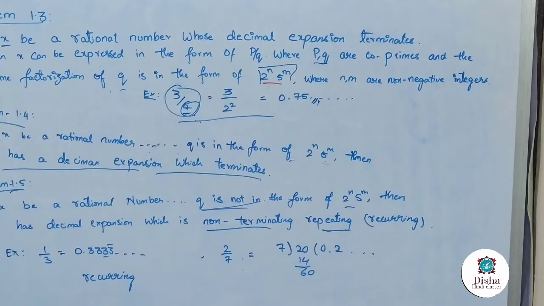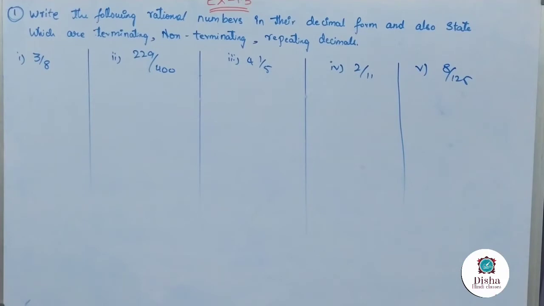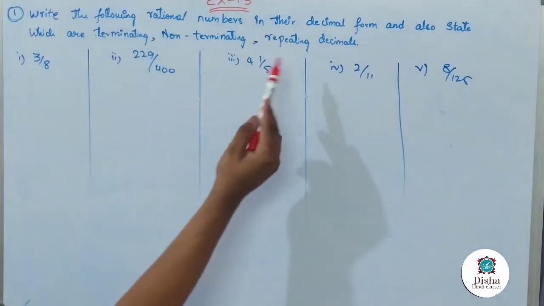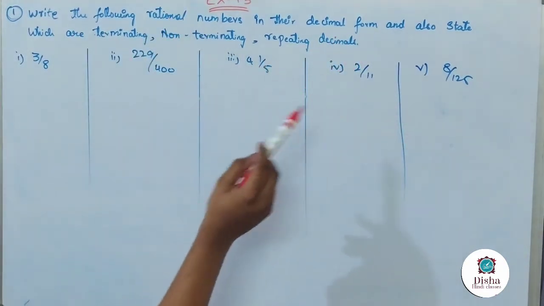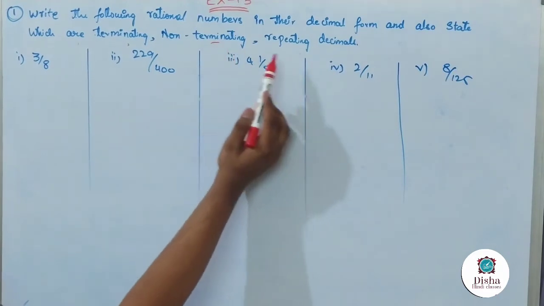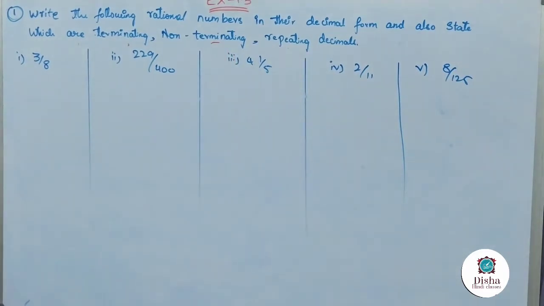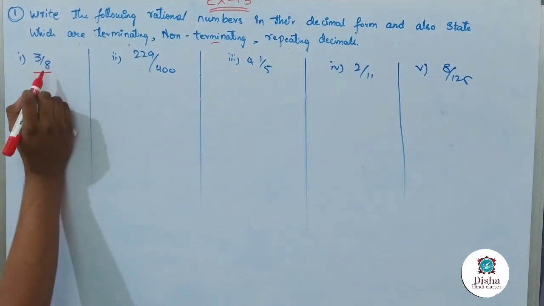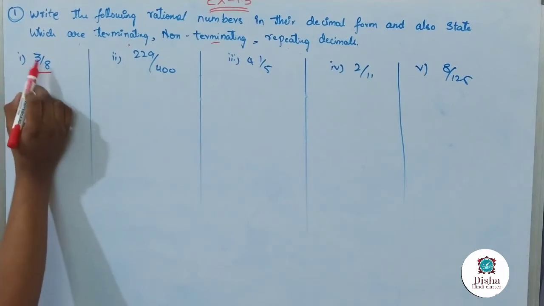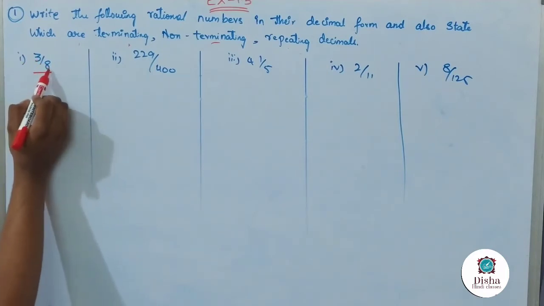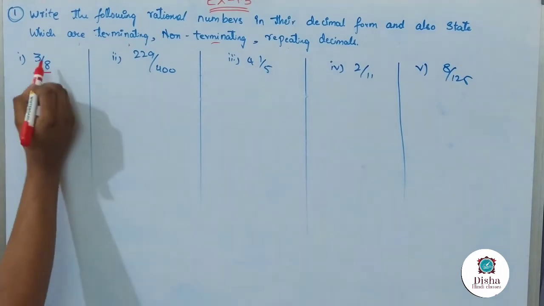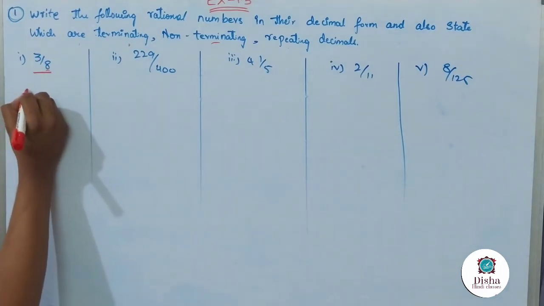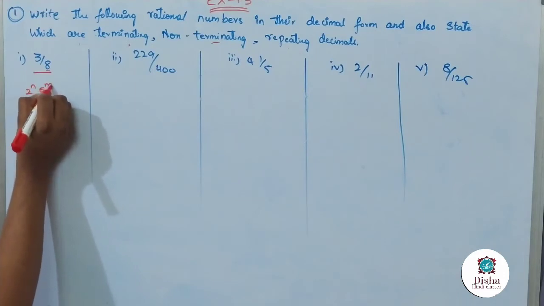Now we are going to study exercise number 1.3. We have been asked to write the following rational numbers in their decimal form and also state which are terminating, non-terminating and repeating. So we have one basic rule that this number should be a rational number first. How do we certify that? It is in the form of p by q, right? We have a numerator, we have a denominator. Then what do we do? We check the q. Q should be in the form of 2 power n into 5 power m.